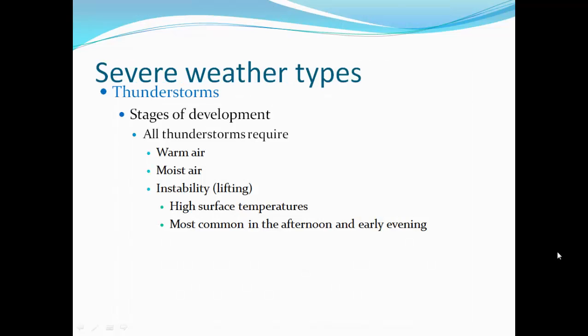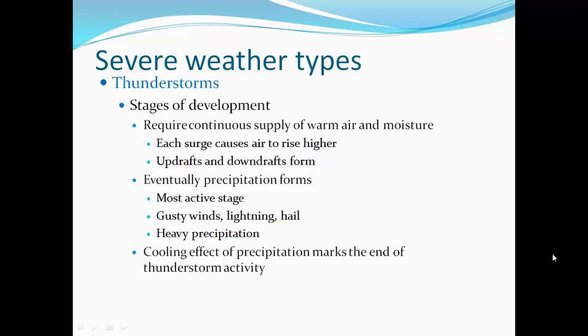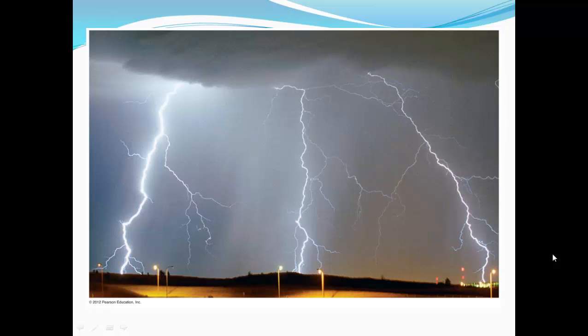Okay, stages of development. All thunderstorms require warm air, moist air, and a lot of instability. They are wanting to rise. So high surface temperatures, so the ground surface is hot, most common in the afternoons and early evening. This requires a continuous supply of warm air and moisture. Each surge of warm air and moisture causes the air to rise higher. Updrafts and downdrafts start to form, so cycling starts to happen in the cloud. Eventually precipitation forms, the most active stage. Gusty winds, lightning, possibly hail, and very heavy precipitation. The cooling effect of the precipitation marks the end of the thunderstorm activity. Here's a picture of lightning.